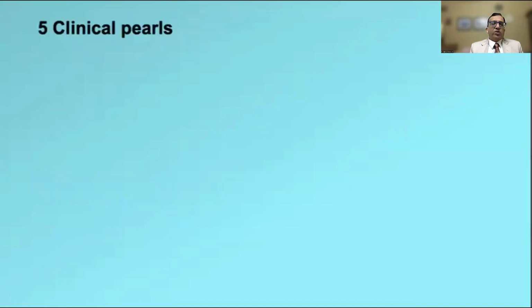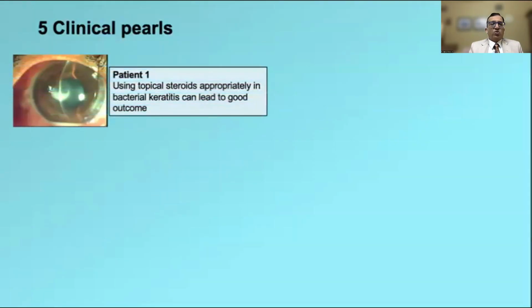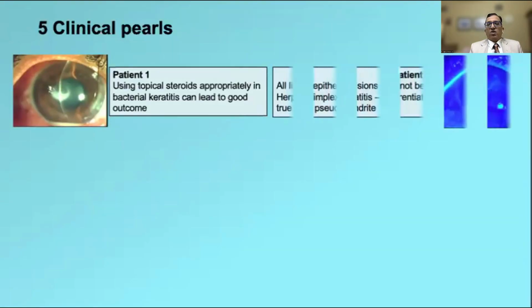So I would like to conclude now, and at conclusion, I would like to give you 5 clinical pearls, 5 insights that we gained from each of the 5 patients that we saw. The first patient taught us about how we can use topical steroids in bacterial keratitis. And if used judiciously and appropriately, it can lead to very good outcomes.